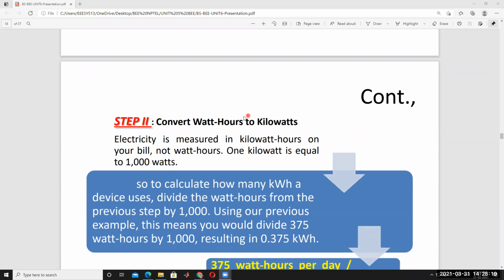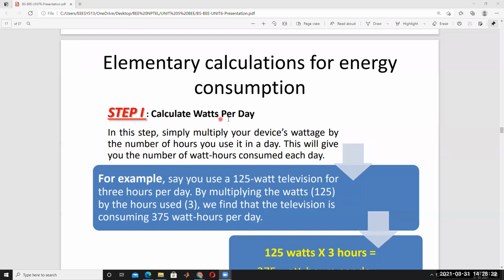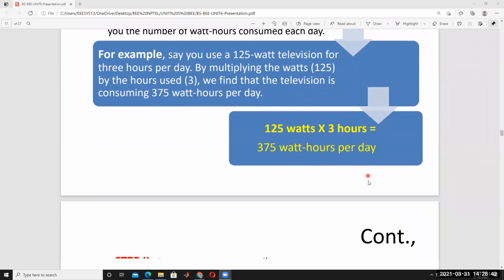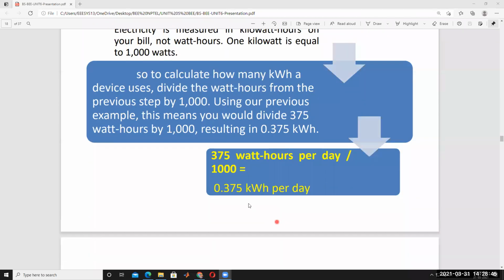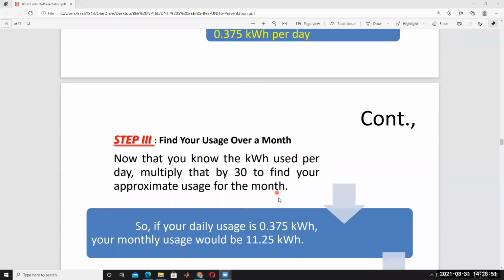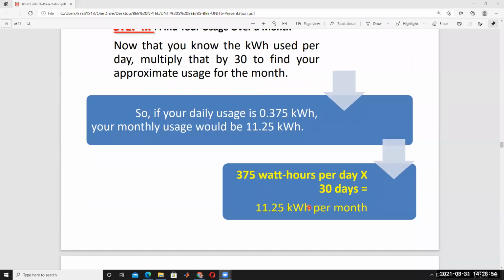First you have to calculate watt-hours per day, by multiplying by how many hours it is used in a day. That is 3 hours. The device's rating is 125 watts, so multiplying 125 into 3 gives watt-hours per day. Then dividing by 1000 converts it into kilowatt hours, 0.375 per day. For the month, multiply by 30 days, and we get a monthly usage of 11.25 kilowatt hours per month.